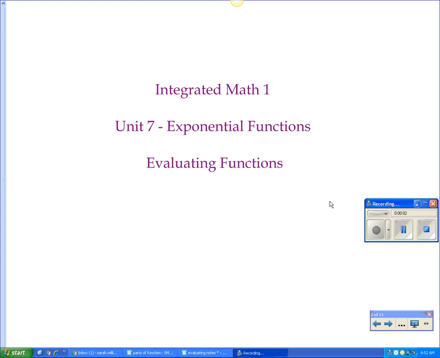Today is the last lesson in this unit, evaluating functions. Tomorrow will be a review day, and Friday's test day. So this is the last new stuff for exponentials.